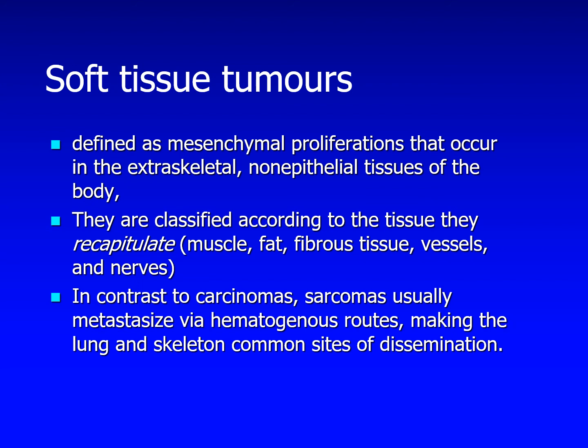For the last part, we talk a bit on soft tissue tumors, which are defined as mesenchymal proliferations that occur in the extraskeletal non-epithelial tissue of the body. They are classified according to the tissue they recapitulate, whether it is muscle, fat, fibrous tissue, vessels, or nerves. So in contrast to carcinomas, sarcomas usually metastasize via hematogenous spread, carcinomas via the lymphatic spreads, making the lung and skeleton the common sites for sarcoma dissemination.